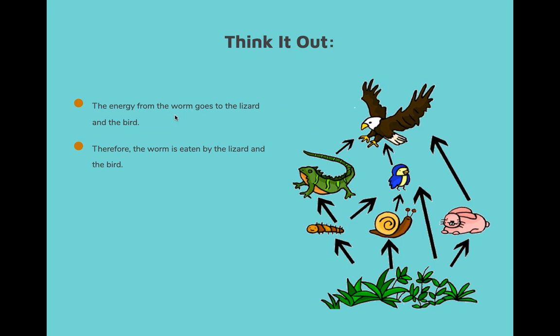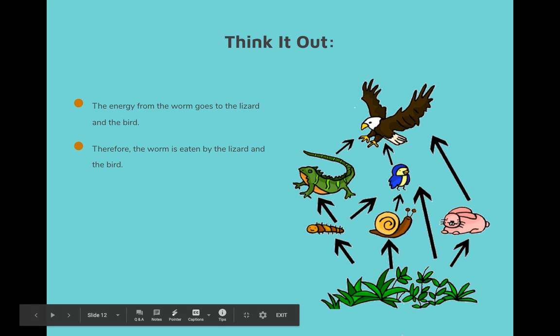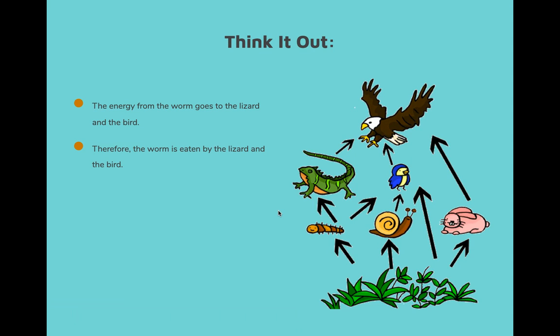So let's think it out. The energy from the worm goes to the lizard. Therefore, that means that the worm is eaten by the lizard, but it's also eaten by the bird. So the bird gets energy from the worm. Okay. The reason that I'm saying it out like this, and I know that it sounds complicated, is because in a lot of the exit tickets that we're going to do and just moving forward, I'm not always going to give you this diagram. What I'm actually going to do is give you a story that tells you the way that matter moves throughout an ecosystem, and you are going to create the actual food web, the actual diagram.